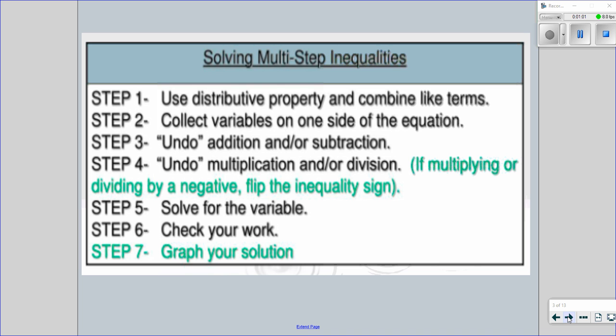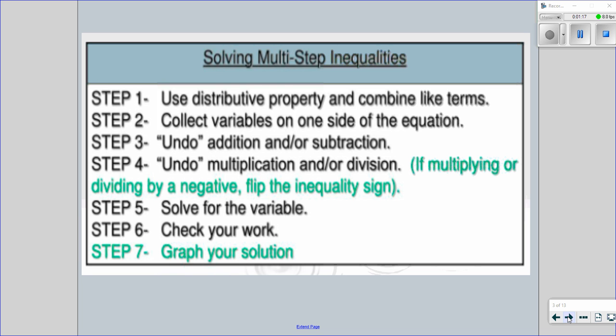And remember, when it comes to inequalities, if you're multiplying or dividing by a negative, you flip the inequality sign. Always remember that. Dividing or multiplying by a negative, flip the inequality sign. This is where most of the mistakes usually happen.